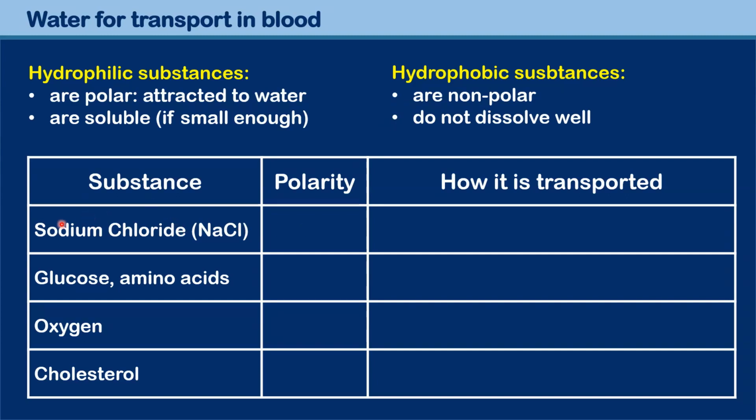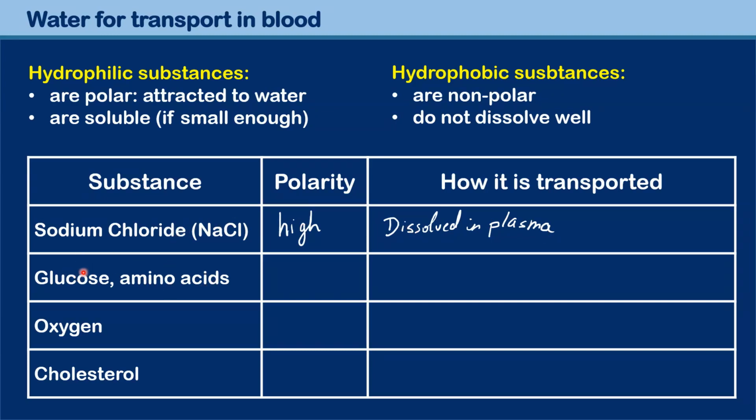What we have down here are the substances sodium chloride, glucose and amino acids, oxygen, and cholesterol. Sodium chloride, NaCl, when you put it into water, dissolves, forming positively charged sodium ions and negatively charged chloride ions. So sodium chloride is really polar, and therefore, right down over here, the polarity is high. And now how is it transported? It is transported directly dissolved in the blood plasma. I just write plasma, because the blood plasma of course contains a lot of water, and that makes it easy to transport.